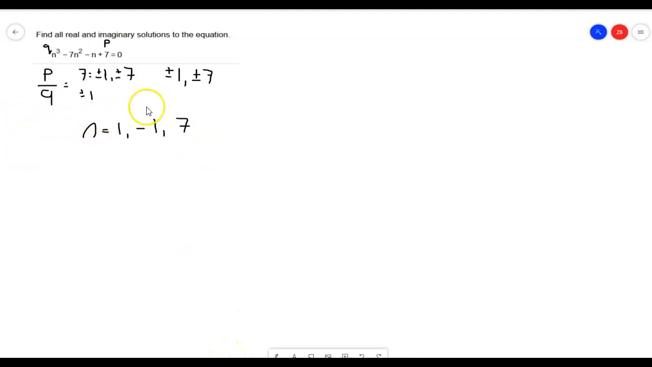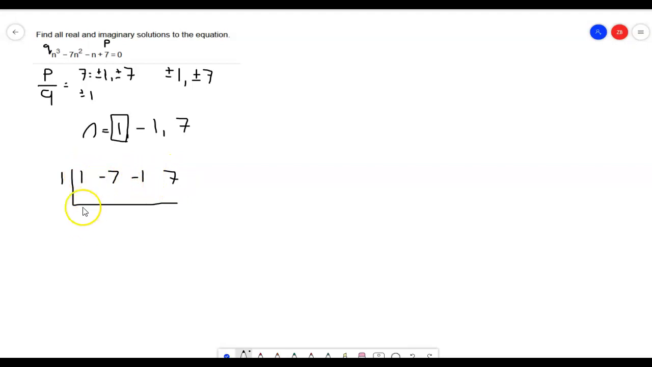If we had just found one of them, then we could have used synthetic division. Let's do that. Let's just say we had only found the 1. And I wanted to use synthetic division to turn this into a second degree polynomial. I could have taken that 1, pulled it out here, and used synthetic division on the other. So the coefficients are 1, -7, -1, and 7. So 1, -7, -1, and 7.